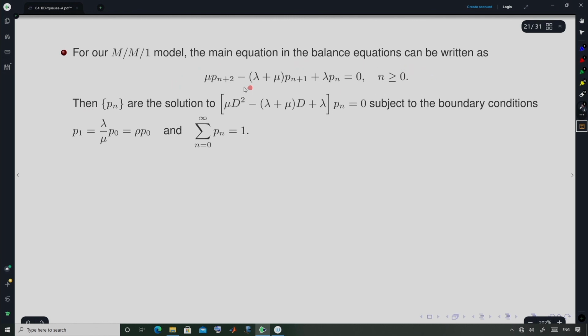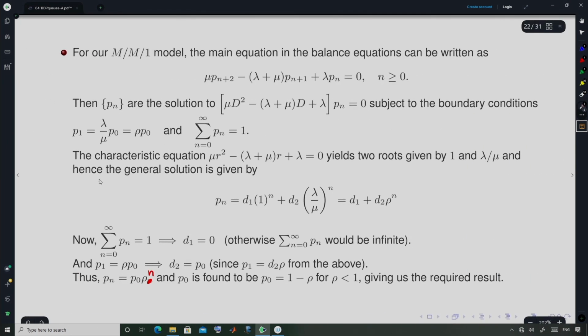So, the Pn's are the solution to this: if I apply the operator here, this is d square times Pn, this is dPn and this is simply Pn. So, I will get this times Pn equal to 0, and what are the boundary conditions? The boundary conditions are P1 equal to rho P naught and summation Pn equal to 1, right.